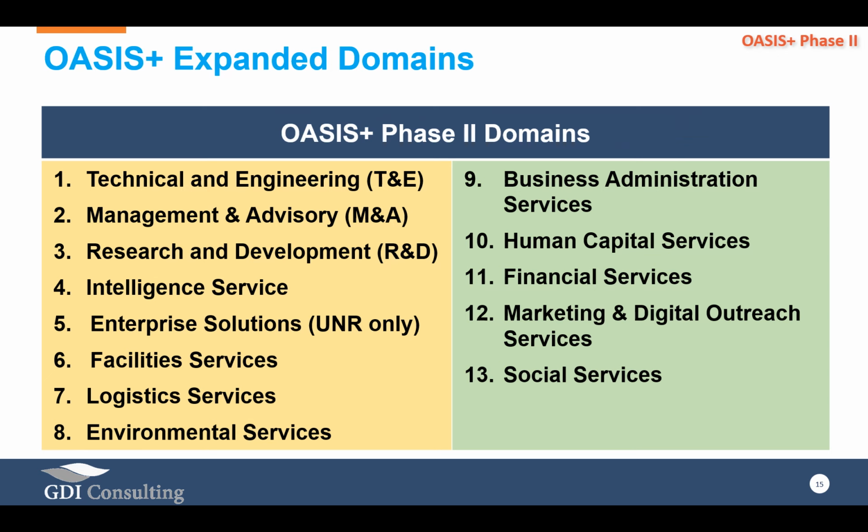Now, in terms of the domains, on the left-hand side, the orange domains, these are 8 of them. These were the original OASIS Plus. Now they've added 5 more on the right-hand side, the green ones. So technical and engineering, T&E, management and advisory, M&A, research and development, R&D, intelligence services, enterprise solutions, which is only for the unrestricted track, facility services, logistics services, environmental services. And to the right, these are the new ones: business administration services, human capital services, financial services, marketing and digital outreach services, and finally, social services.